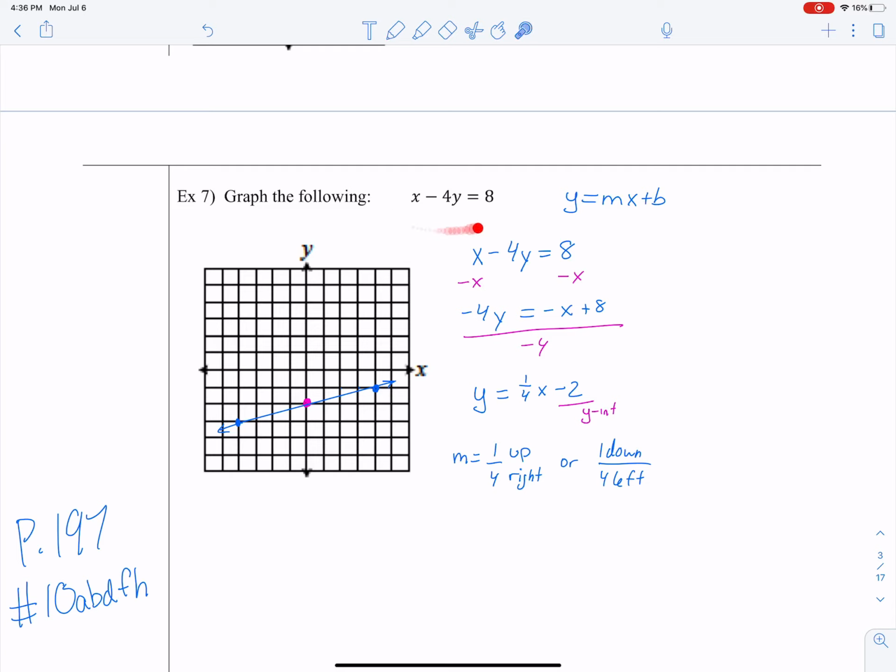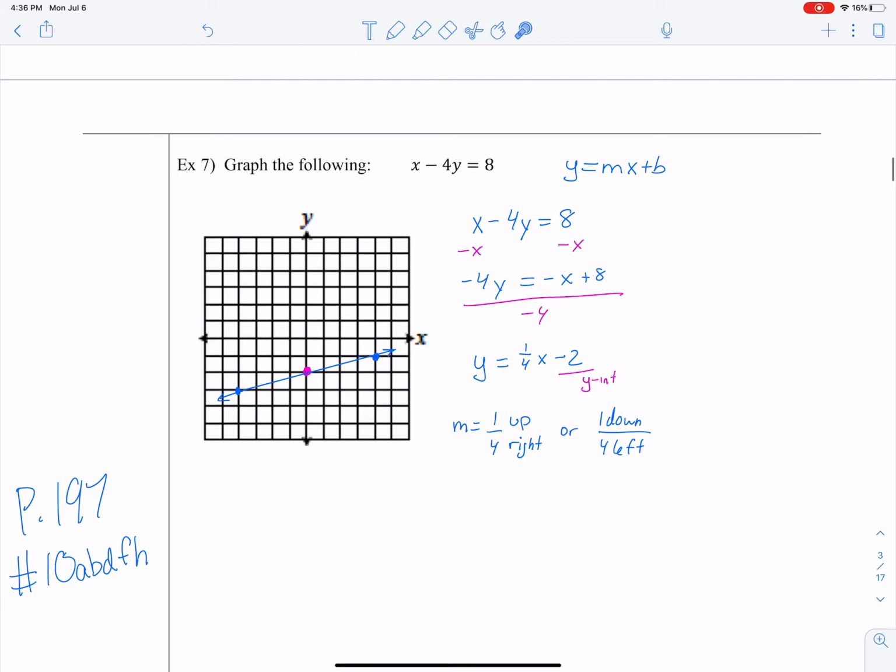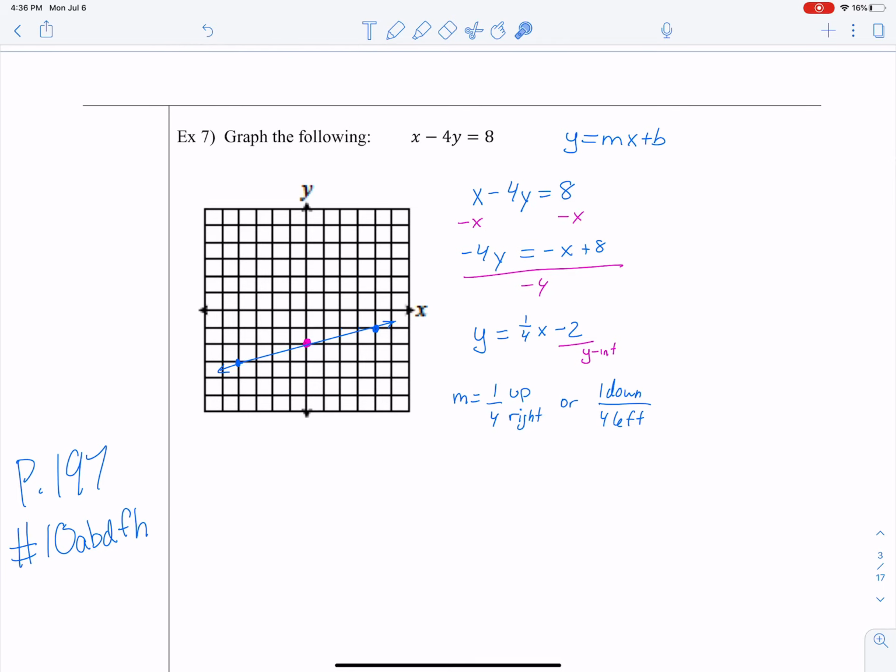So the steps for graphing, either way, you have to get into this form. Either you're starting with this naturally or you're transitioning to this. Your last number here, you're plotting first, always on the vertical y-axis. And then you're counting using your slope. So now you're going to go to page 197 and try number 10, but only A, B, D, F, and H, because the other questions are the third form, which we'll look at in our next lesson.